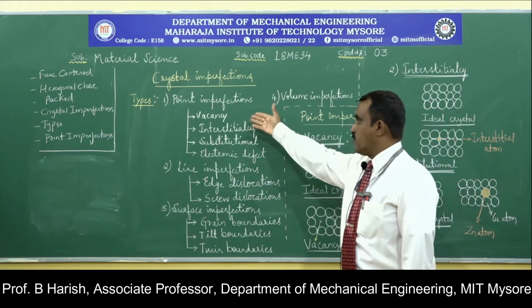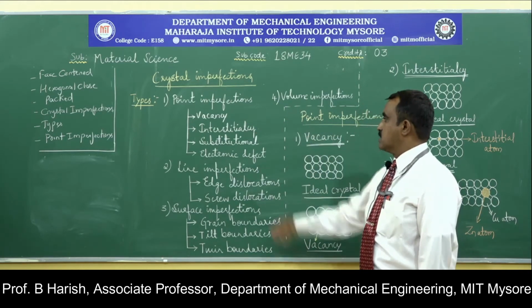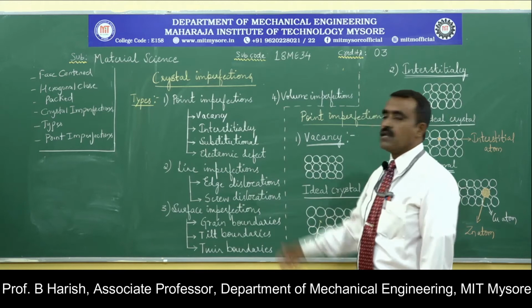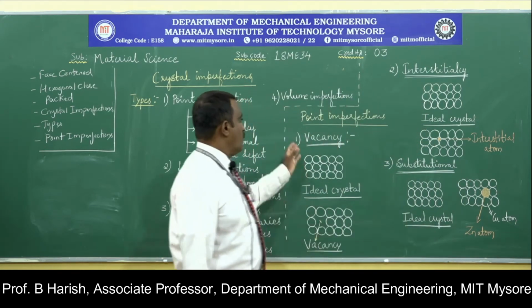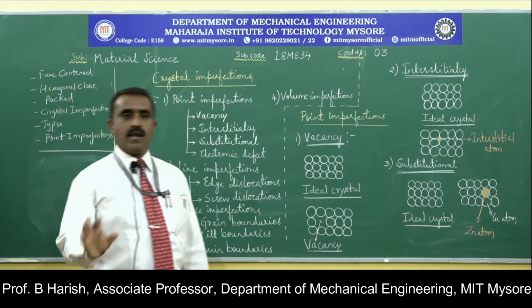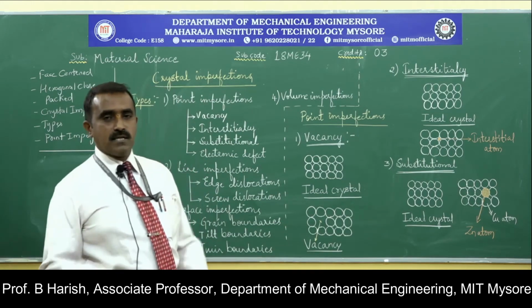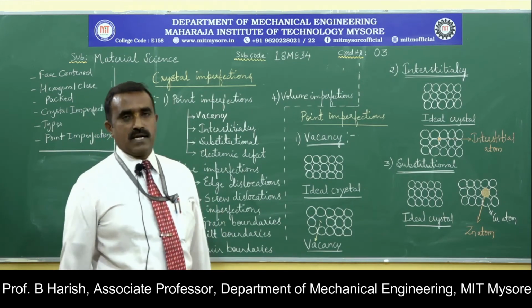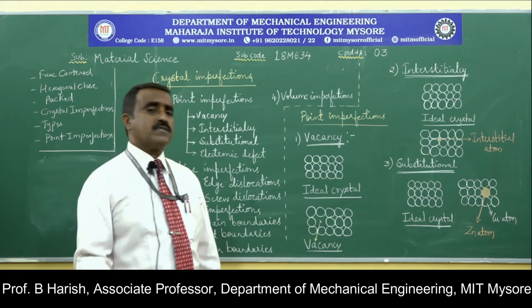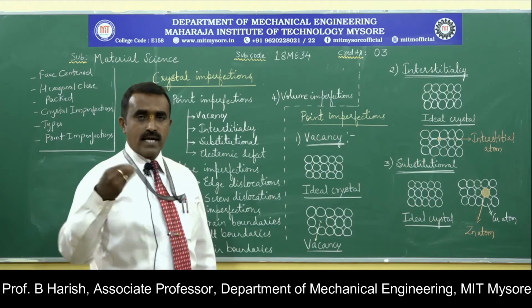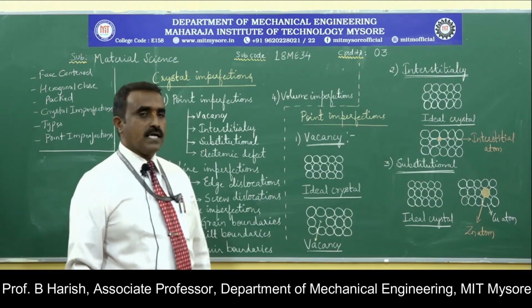So vacancy, first one; second one, interstitiality; third one, substitutional; fourth one is electronic defect. So coming to the first one, vacancy. Very simple thing you can understand. Vacancy means a vacant spot is created. That itself is a defect. So when a vacant spot is created, that itself is a defect.